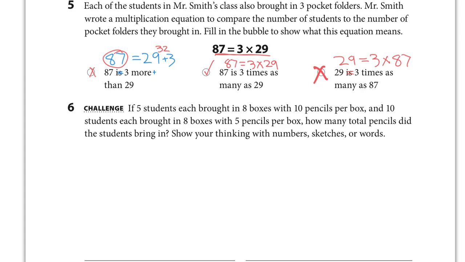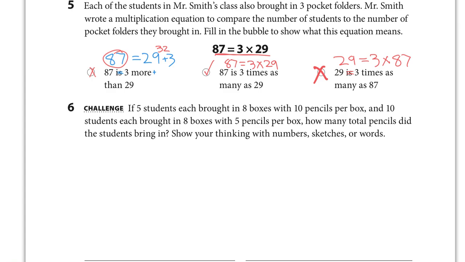Finally, I know we're kind of past the 5-minute mark on this page, but this challenge may be quite interesting. It says, and let me find my arrow here, if 5 students each brought in 8 boxes, with 10 pencils per box, and 10 students each brought in, and so on. You know what?